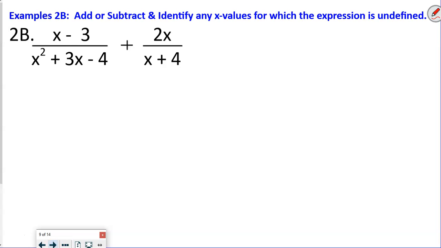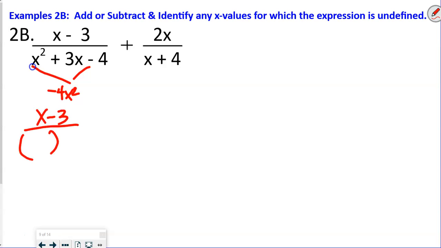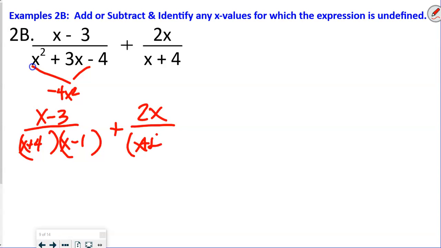So for the next one, we're going to have to factor the denominator of this right here. So that's going to be -4x squared. So I'm going to do x minus 3 over, we got an x and an x. So what are the factors of -4 that when added together give you +3? I would say that's +4 minus 1, okay? Then we have this plus 2x over x plus 4, right?